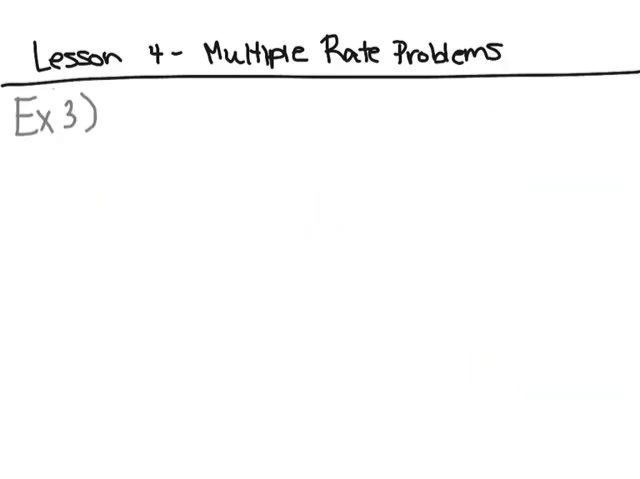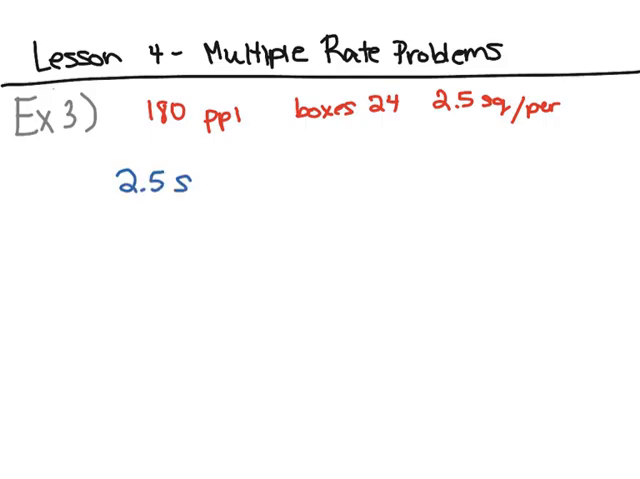Example 3. You are asked to order snacks for an office meeting of 180 people. You ordered dessert squares, which come in boxes of 24. You estimate each person is going to eat 2.5 squares per person. How many boxes should you buy? So we know that there's 2.5 squares for one person. And we have 180 people to feed. So we're going to solve for x.